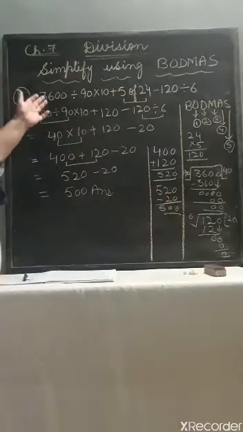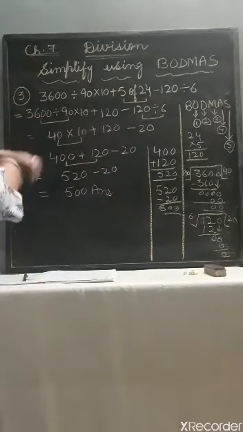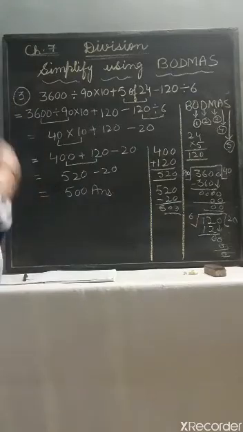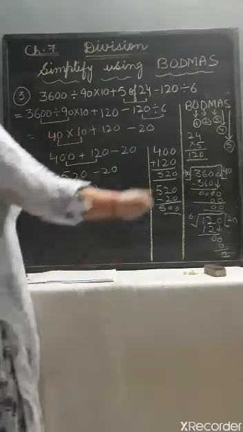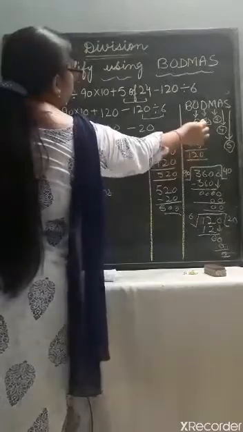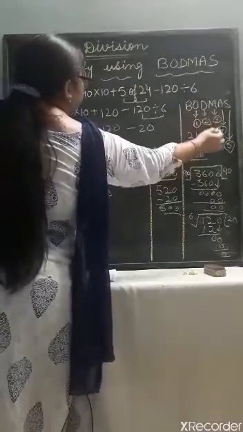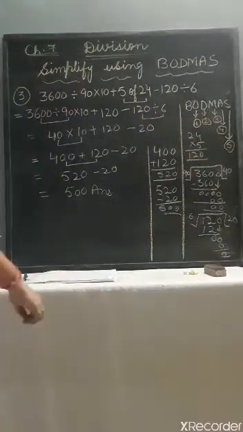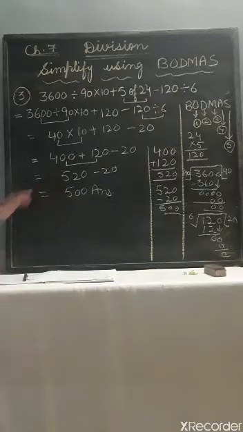So, when we have operations more than 1, we will use BODMAS to solve it. Here we did of first, then division, then multiplication, then addition and then subtraction, and we get our final answer. Hope this is clear to you.